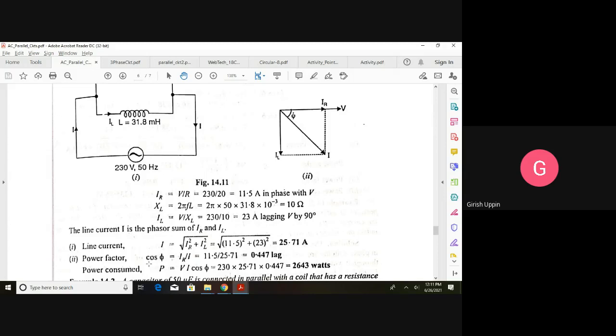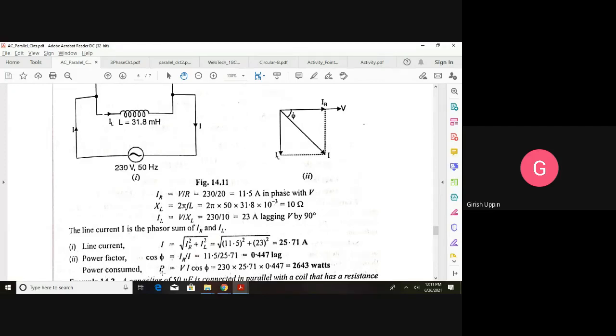Now, how to find the power factor? This angle you have to find, right? In order to find this angle, it is adjacent upon hypotenuse, that is IR upon I, 11.5 divided by 25.71. You get 0.447 lagging. So once you know how to draw the phasor, with respect to that phasor, you can write all the equations. Next is power consumed.